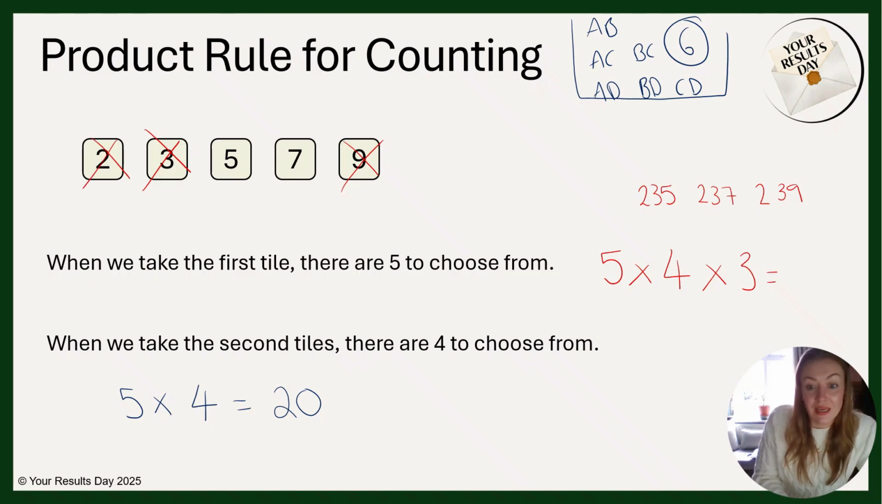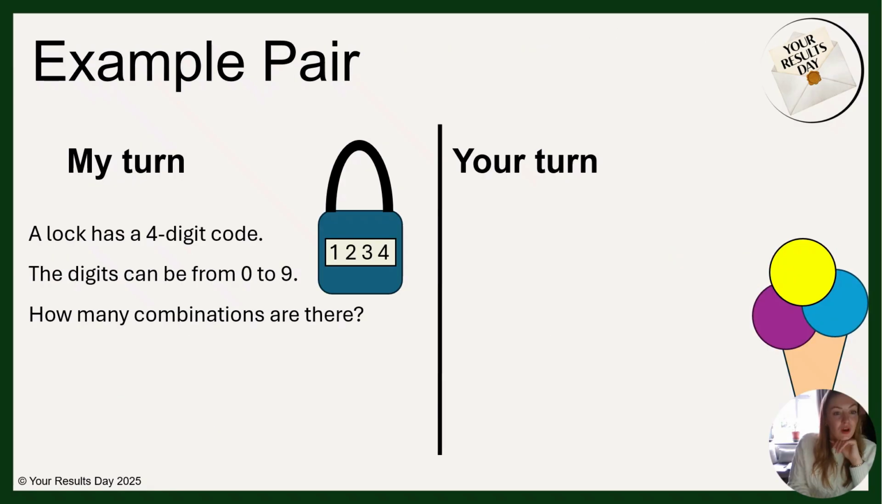So for me to pick any 3-digit number from these 5 tiles, 5 times 4 is 20, times another 3 is 60. That would have been 60 possible combinations that I would have to write down, which obviously I don't want to spend my time doing, and I can't imagine you would too. So sometimes you'll get a product rule question where they just ask you how many combinations there are, rather than listing all the combinations out. On to some example questions for this one then.